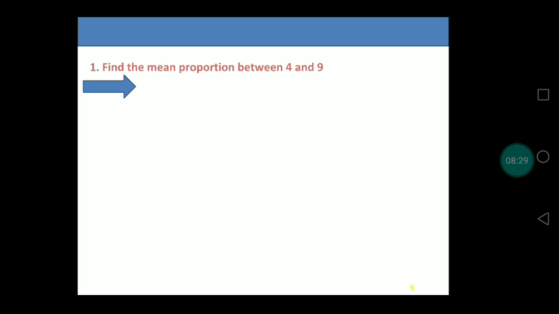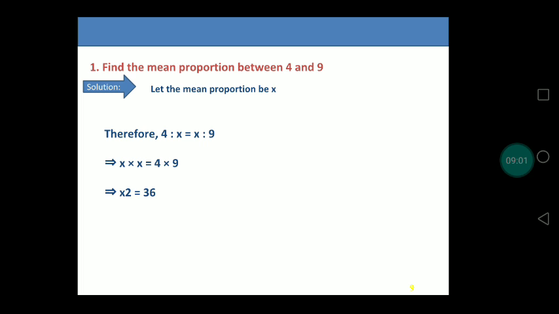Now related to this, I give an example: how to find the mean proportion between 4 and 9. See how to solve this. Look at here. Let the mean proportion be x. Now we use the formula 4 is to x is equal to x is to 9. That means product of means and product of extremes, x square is equal to 4 into 9, that is 36. x square is equal to 36. What is the square root of 36? That is 6. The value of x is 6.